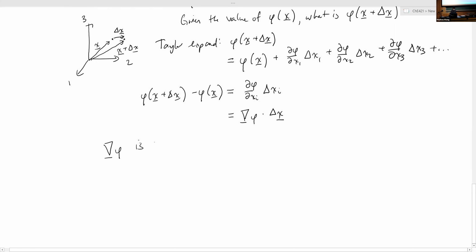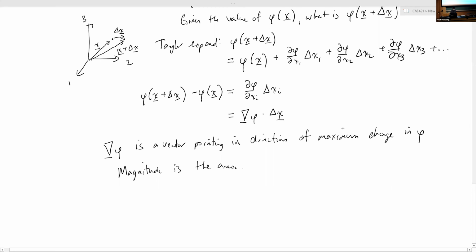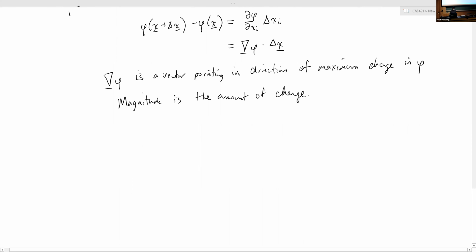del psi is a vector pointing in the direction of maximum change in psi, right? And the magnitude of del psi is the amount of change. Okay. I think most of you guys nod your heads here and over Zoom know this definition of gradient, right? But I'm not sure if you guys have seen this sort of rigorous proof of why that actually is the case. Okay. We have a little bit more time. We can talk also about the physical meaning of divergence.